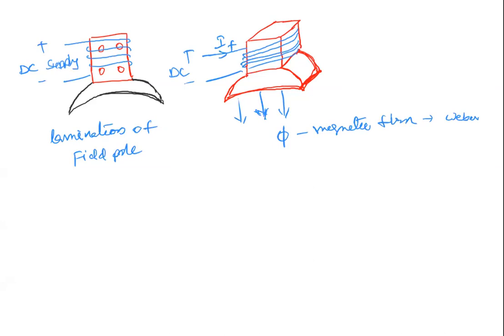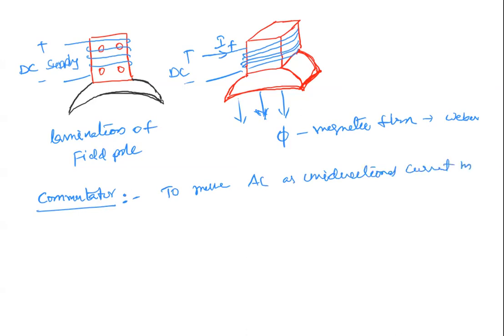So this is the purpose of field poles. Now let us see what the next one is. Commutator. So this commutator is to convert or to make alternating current a unidirectional current in the external circuit.